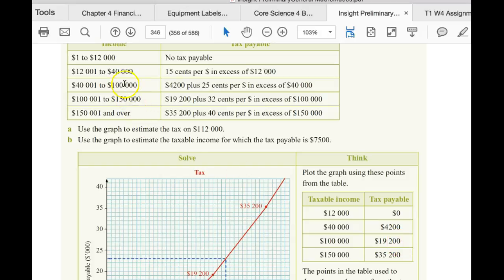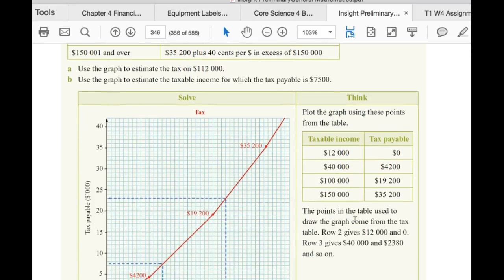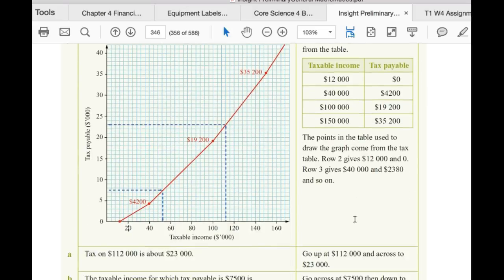For $100,000, we have $19,200. And you can see here, $100,000 is going to be paying at least $9,200. $150,000 on our x-axis is going to match $35,200 on our y-axis. All right, and that's where we're going to get these little points from. Okay, so when we mark them down, as you can see, we're going to need to go from 0, no dollars are paid until we get to $12,000.